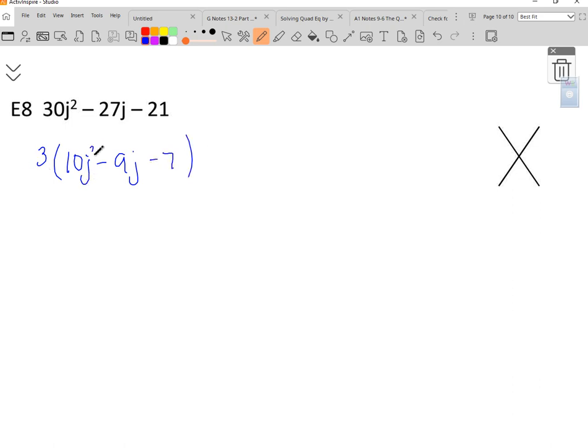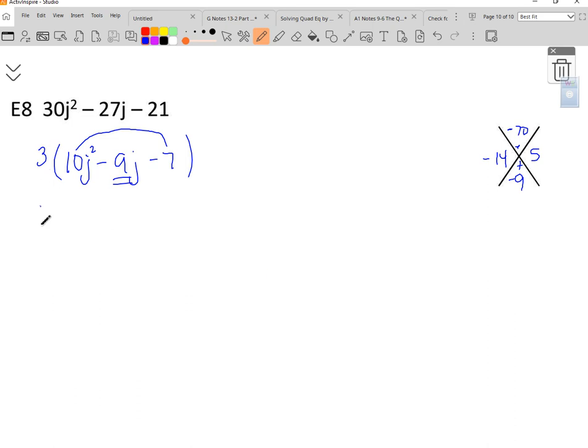30j squared minus 27j minus 21. So now remember, I don't use these 2 terms or this little term. I use these 2 terms and this middle term. And I'm looking for the factors of negative 70 that will add up to negative 9. The 14 and 5? 14 and 5. So which is going to be positive and which is going to be negative? Yeah, 14 is negative, that one's positive.